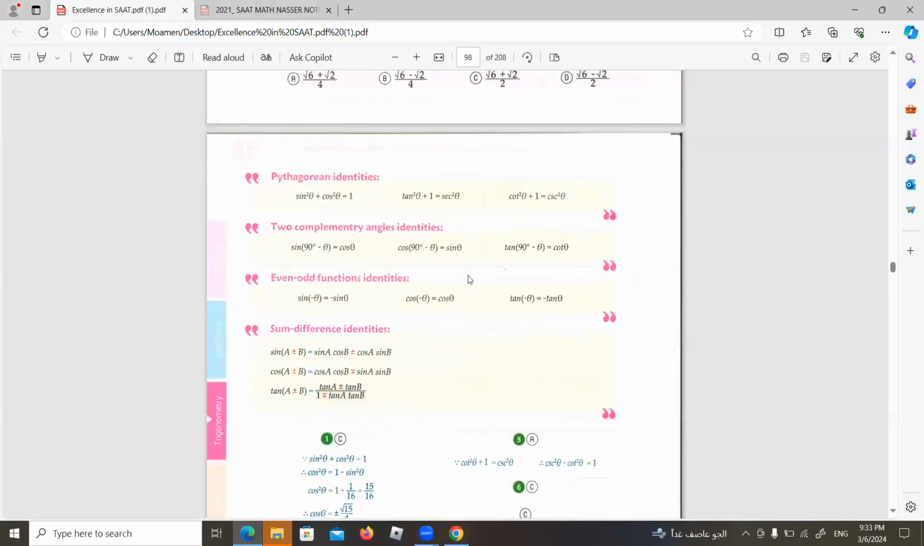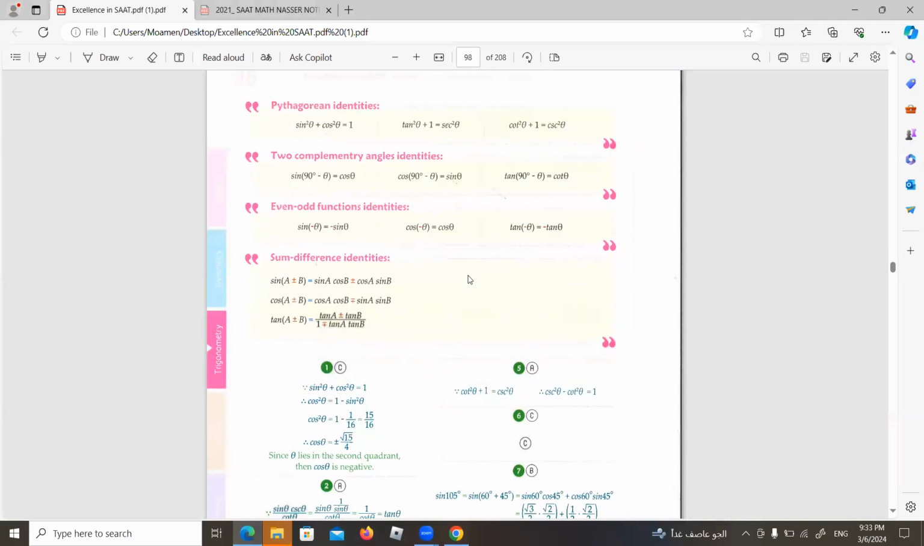Welcome to the curriculum for the SAT exam for the math. In this session, inshallah, we will work together in the third lesson for the trigonometry. Let's start to talk about the Pythagorean identity.